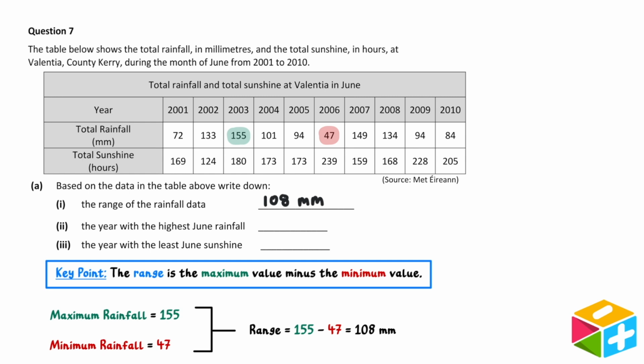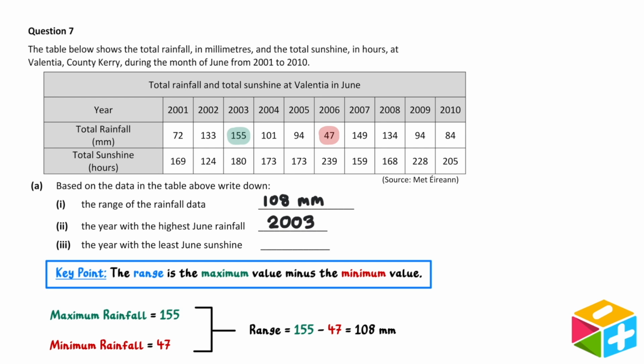In part 2, we need to find the year with the highest June rainfall. Well, we've already looked at our rainfall data and found the highest value. It was 155. This occurred in 2003. So the year with the highest June rainfall is 2003.